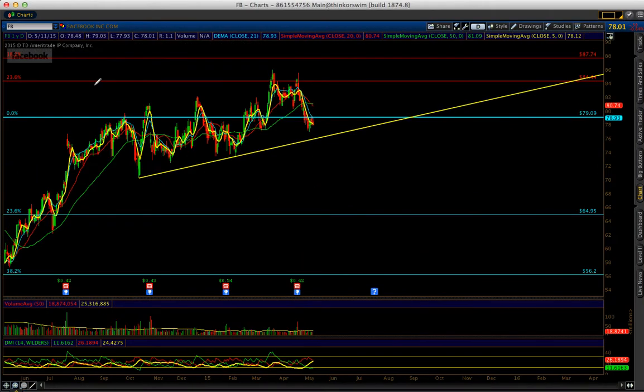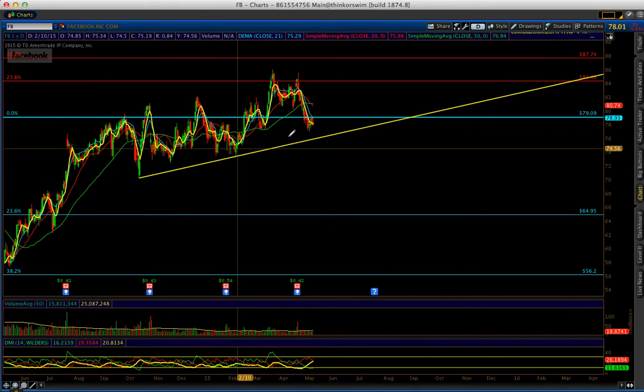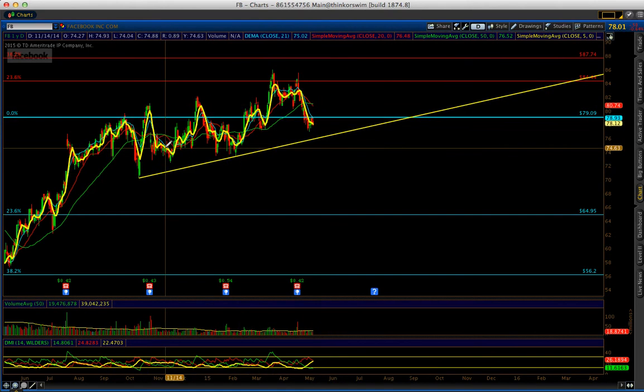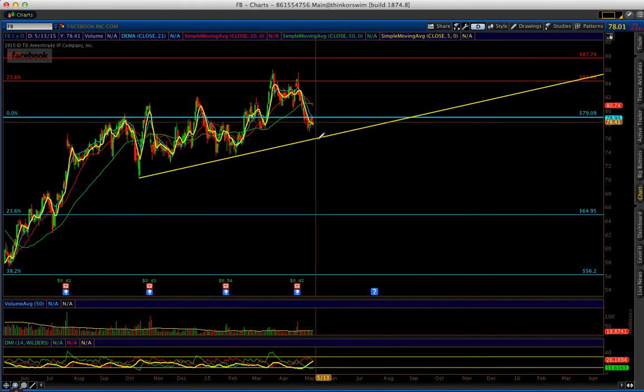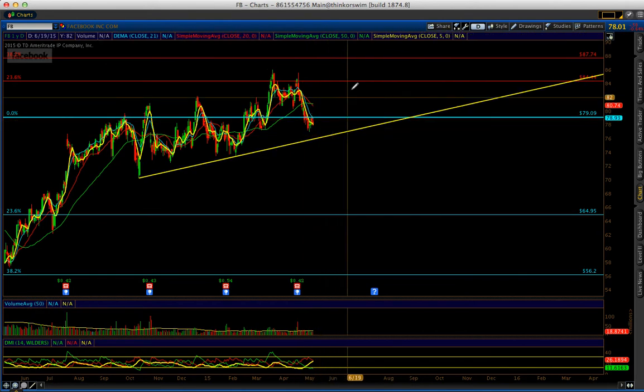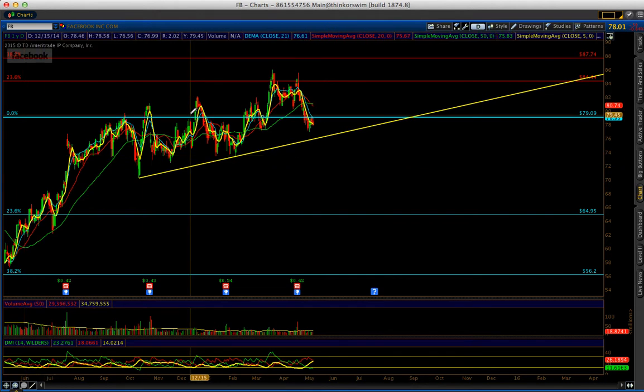Let's talk about Facebook. It looks like it is getting close to this support. It's not as strong a support as Apple's because this trend line started in October, so it is a little strong. So let's see if we can bounce from here and continue higher. But right now, it looks bullish in price action, but DMI is bearish and strong. So that's something that I don't like.